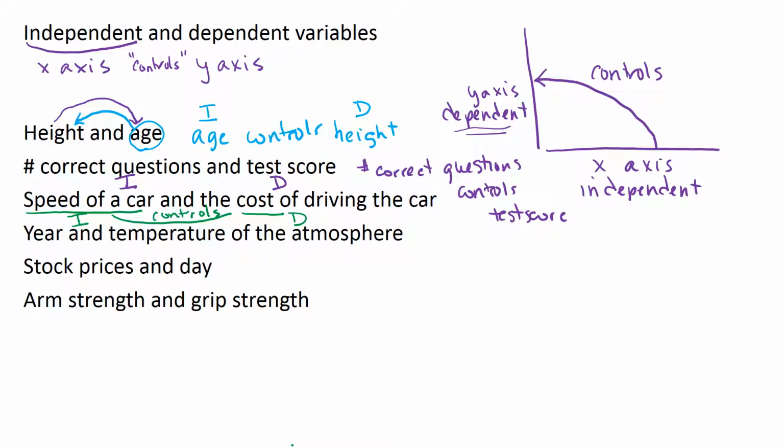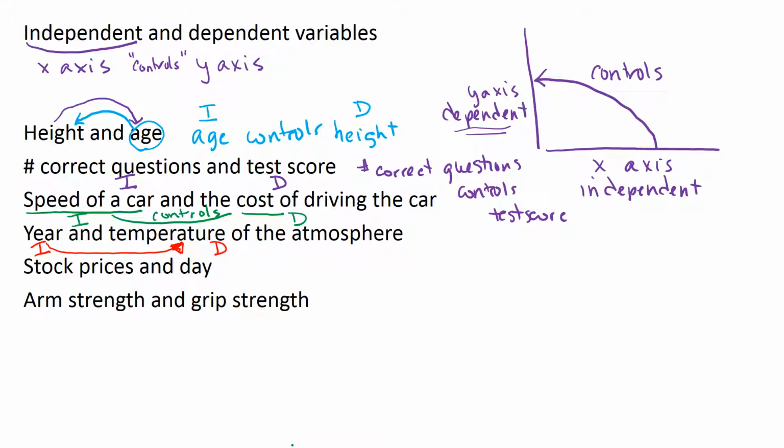Measuring the temperature of the atmosphere as a function of time, or as years progress, it's the year that controls the temperature. The temperature does not have any effect on the year. So this is the independent variable, and this one is the dependent variable.